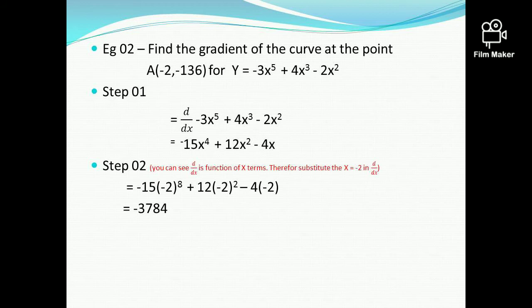If you use the same principle for example number 2, the function is y equals minus 3x to the power 5 plus 4x to the power 3 minus 2x squared, you will receive the answer minus 3784. Hope you have understood.